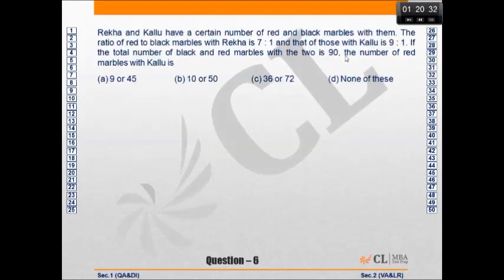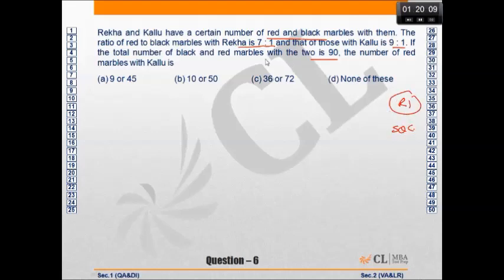Rahul and Kallu have certain numbers of white and black marbles with them. The ratio of white to black marbles with Rahul is 7:1 and with Kallu is 9:1. The total number of black and white marbles with the two is 90. What is the number of white marbles with Kallu? Let's check the choices. This is a round 1 question, solved with the help of choices.